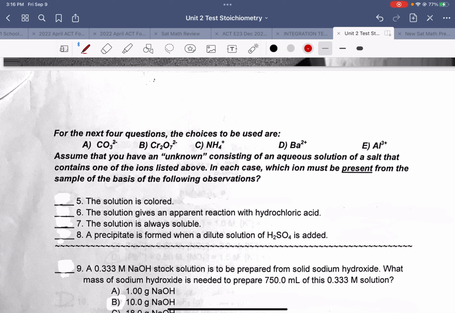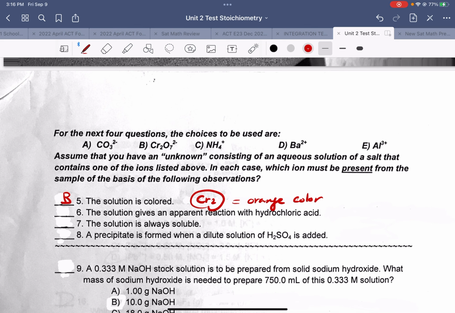The solution is colored. What I see here, most of it is white, but there's one orange color, which is basically dichromate, Cr2O7. That one is dichromate, an orange color. So it should be B. The solution is colored because that one is orange.